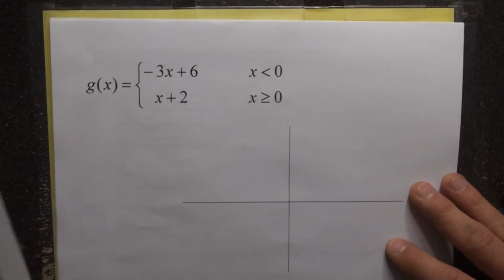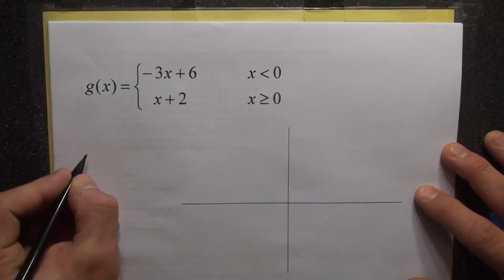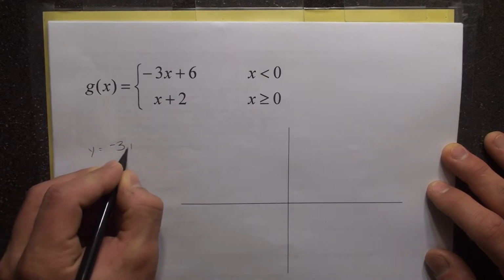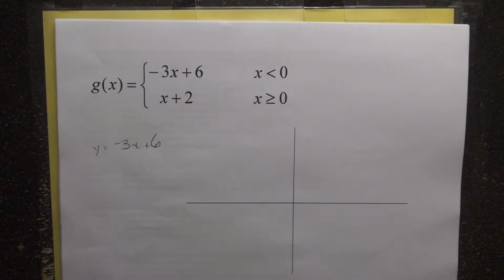All right, here's the next one. g of x equals negative 3x plus 6 when x is less than 0, and x plus 2 when x is greater than or equal to 0. So one of the things we're going to want to do here is, again, let's pretend as if the function said y equals negative 3x plus 6. Let's graph that momentarily in our head at least.